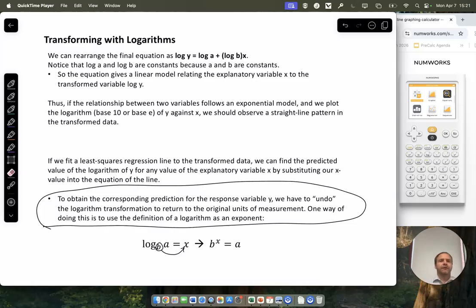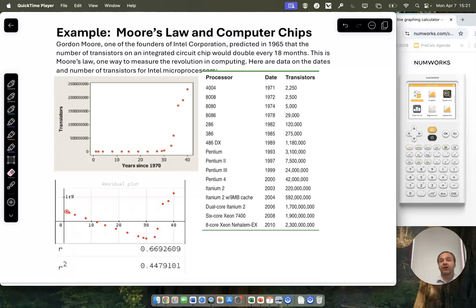So an example to help us out here is Moore's law on computer chips. Now this is a law. Gordon Moore was one of the founders of Intel. He predicted back in 1965 that the number of transistors on an integrated circuit chip would double every 18 months. And they call this Moore's law. And one way to measure the revolution in computing was using that. And so here are some dates. They're a little bit older, it ends in 2010.